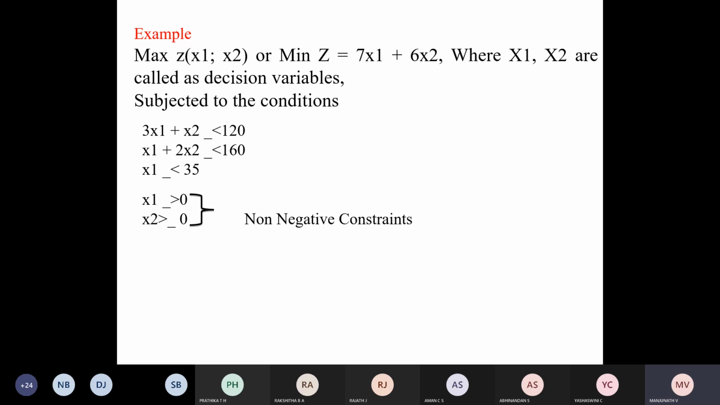Now in that case, it becomes 3x1 plus x2 is equal to 120. Equation 1. Next, x1 plus 2x2 is equal to 160. Next, x1 is equal to 35. Equation 1, equation 2, equation 3. The first step solution I'm giving to you.